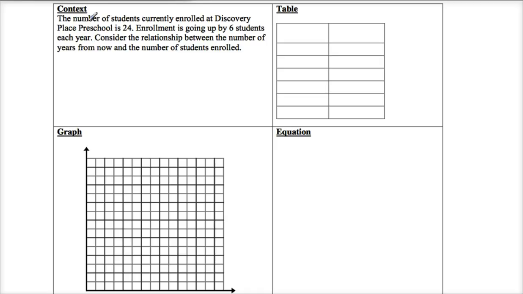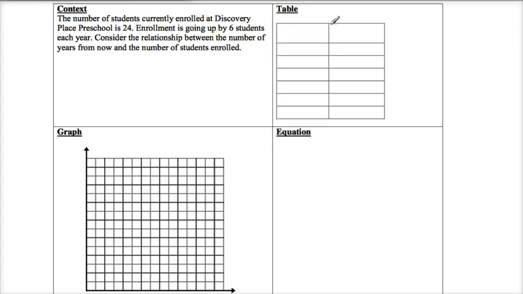It says the number of students currently enrolled at Discovery Place Preschool is 24. Enrollment is going up by 6 students each year. Consider the relationship between the number of years from now and the number of students enrolled. Okay, so we're asked to take this context and use it to create the table, a graph, and an equation.